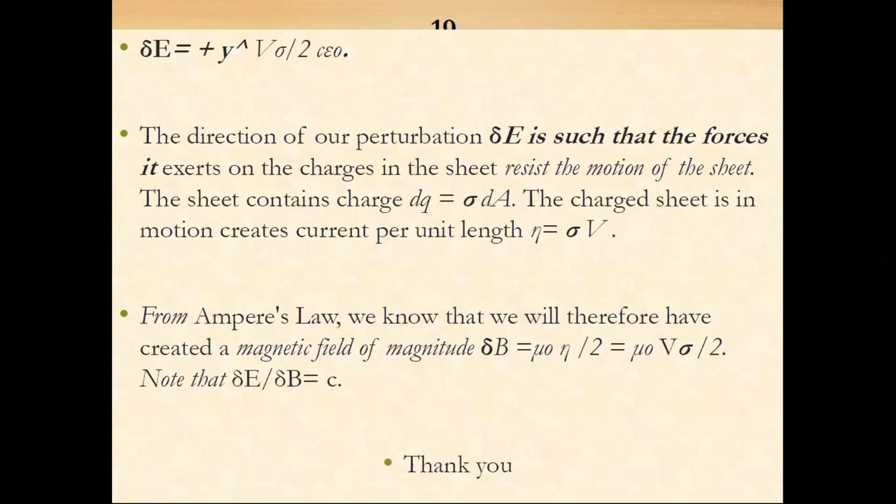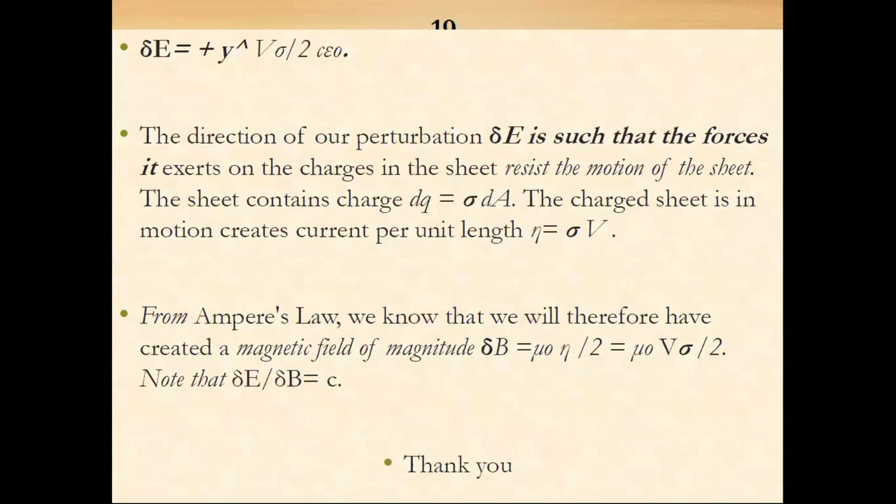This is similar to Lenz's law, which we studied, for example, in electromagnetic induction. The direction of induced EMF is such as to oppose the very cause for which it is due. So the perturbation will generate a field, and that field will in turn resist the motion of the sheet. Suppose the sheet has area dA, so it contains charge dq equal to sigma dA, and the sheet is moving with velocity V, capital V, as I have assumed.